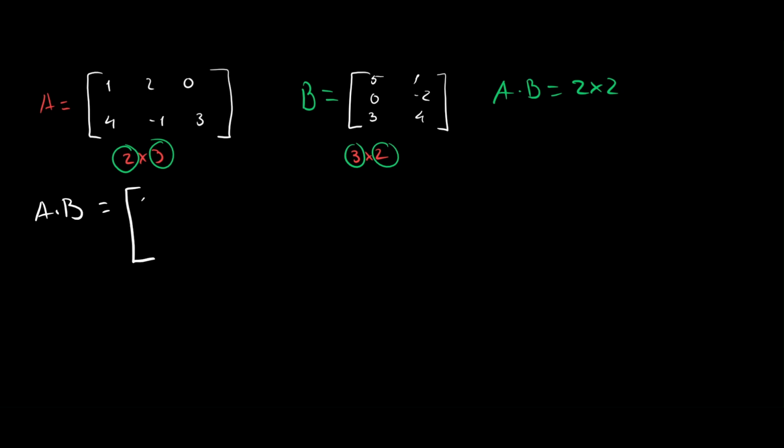We take 1 and multiply it by 5, plus 2 multiplied by 0, plus 0 multiplied by 3. So this is going to be our first number. Our second number is going to be 1 multiplied by 1, 2 multiplied by minus 2, and 0 multiplied by 4.